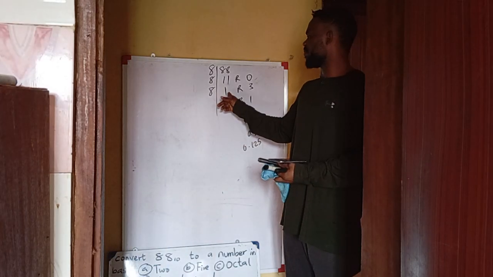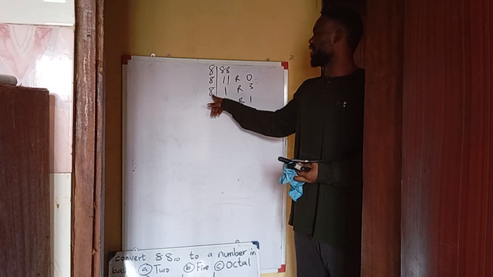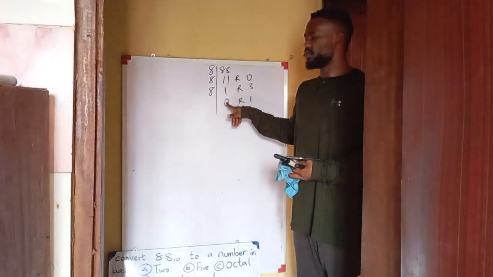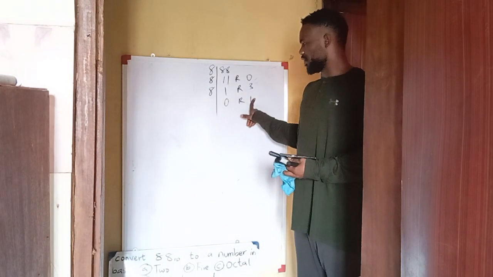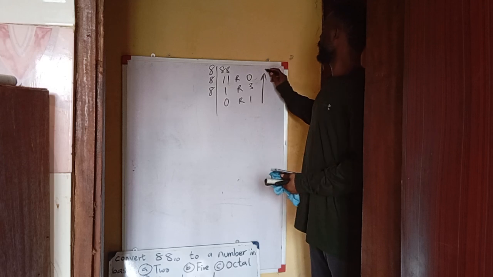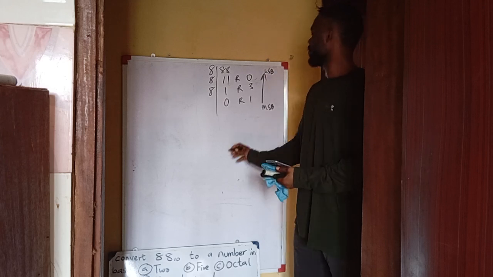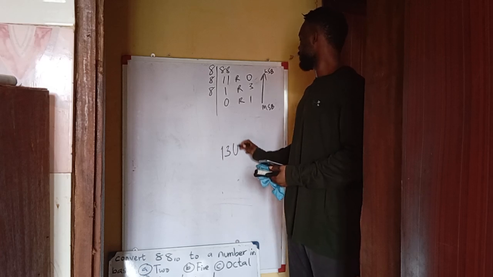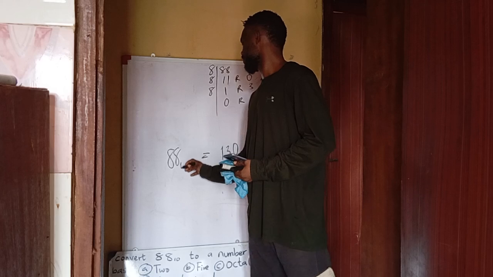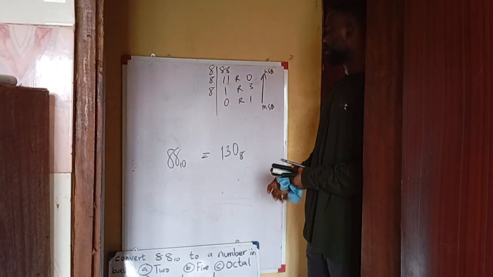Whenever we get to the part of 1 divided by 8, or 1 divided by anything, so that we don't stress ourselves, we will always do 0 remainder 1 to show that it did not go. So we move up, from LSB to MSB. This is the same thing as saying 130 in base 8. So 88 in base 10 is equal to 130 in base 8.